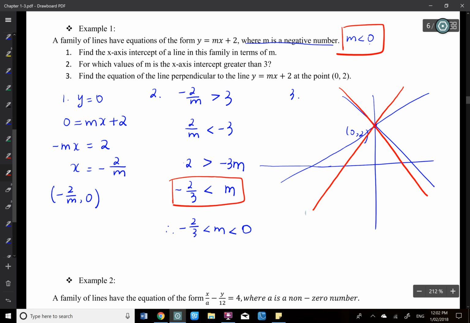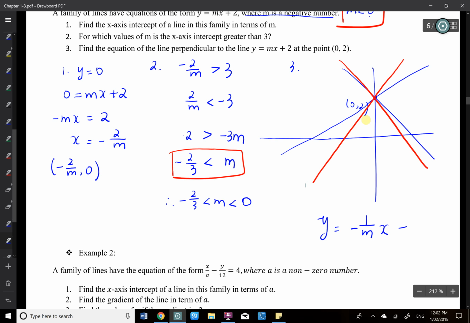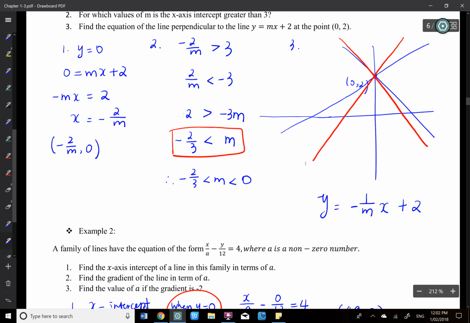You don't really need to sketch for it. What I want to show you is the new graph still passes through the same y-intercept. It still has 0,2 as the y-intercept. But you don't know what m is. But you know perpendicular is the negative reciprocal value. So it's negative 1 over the original gradient. The original gradient is m, so the negative reciprocal will be negative 1 over m. That's the gradient. Gradient times x plus the y-intercept will be the equation.